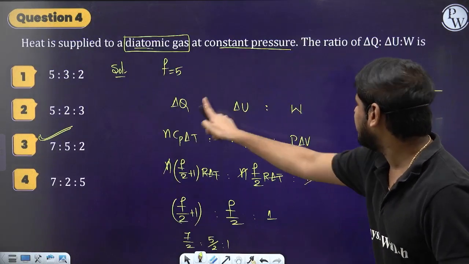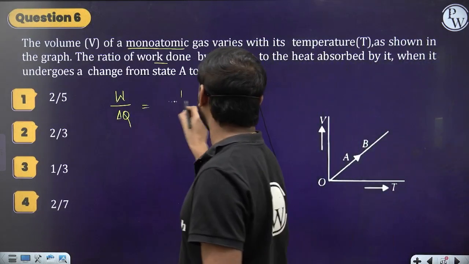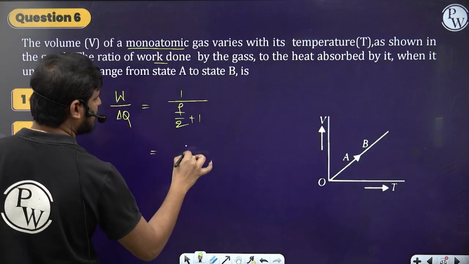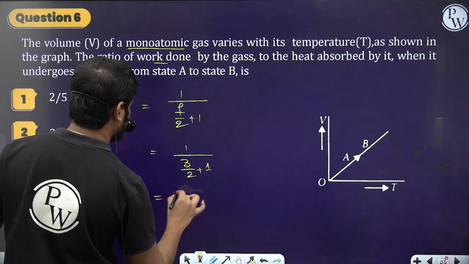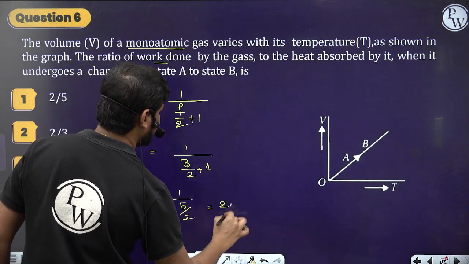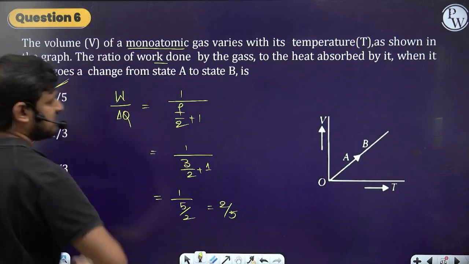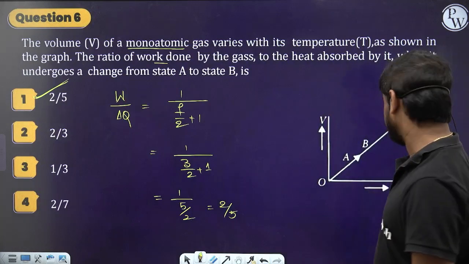W by ΔQ is 1 by (f/2 + 1). It's a monoatomic gas, so 1 by (3/2 + 1), which is 1 by 5/2. So the 2 goes up, which is 2 by 5. Option A is the correct answer. Hope you guys understood now. Clear? Chalo.